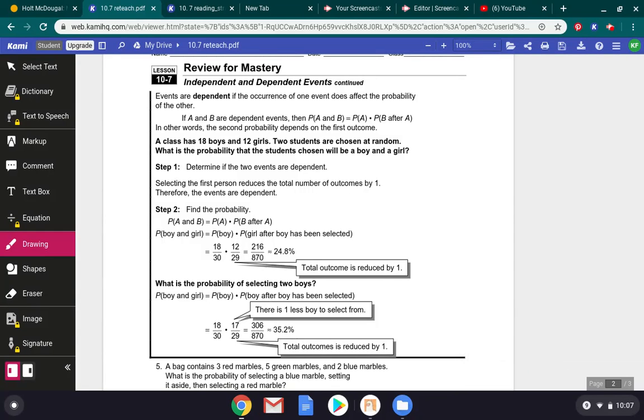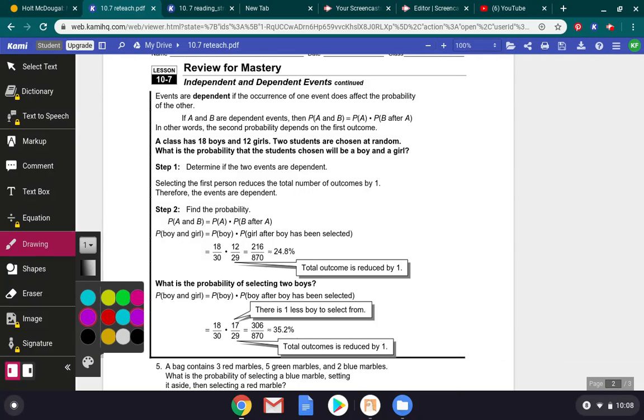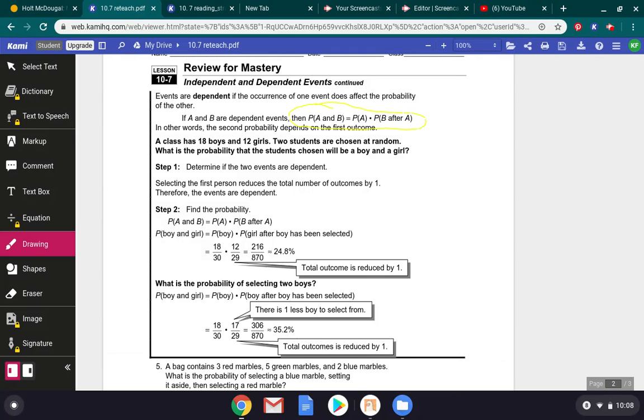All right, so now we're going to do the third example in section 10.7, which is talking about the probabilities of dependent events. We've been learning that independent events don't affect one another, but now you're going to see that dependent events do. Our probabilities are going to change a little bit. If A and B are dependent events, then this is your probability: the probability of A still times the probability of B, but notice B says after A. So let's take a look at an example.